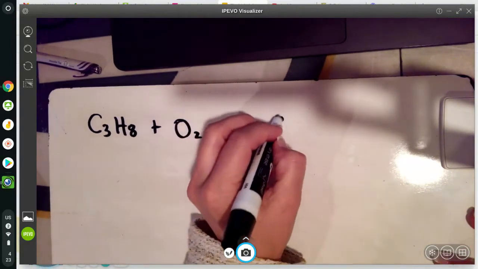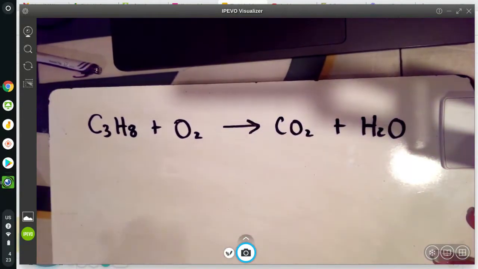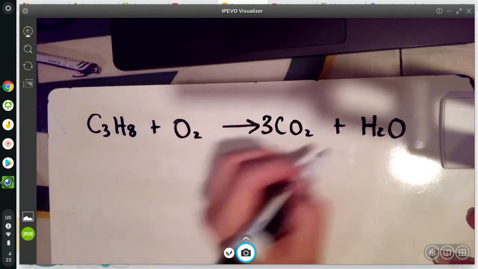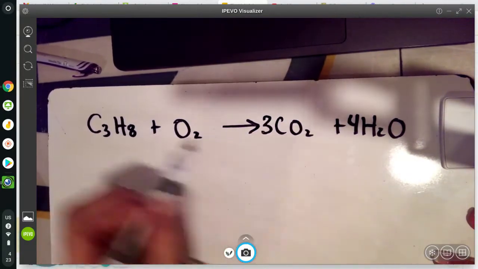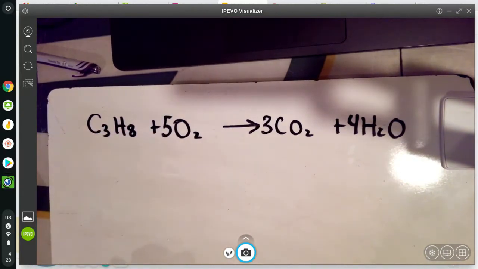Okay, so C3H8 plus O2, this is a combustion. So we end up with CO2 and H2O. So whenever you balance, hopefully you put a 3 here. We look at our hydrogens, we need a 4 here. And then we end up needing, so 6 plus 4, we have 10 oxygens. So we'd put a 5 here in front of oxygen.